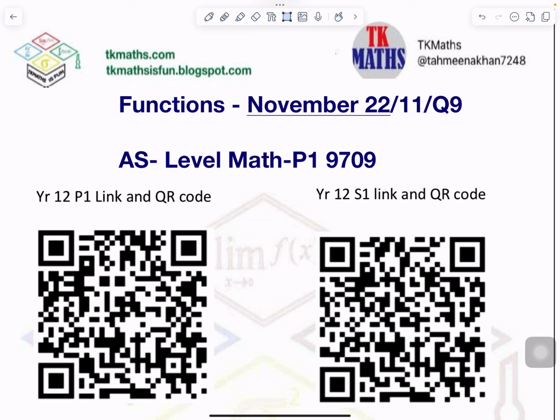In today's video, we will solve a question on functions from past paper November 22, variant 1-1. And it is a part of the syllabus of A-level mathematics, P1.